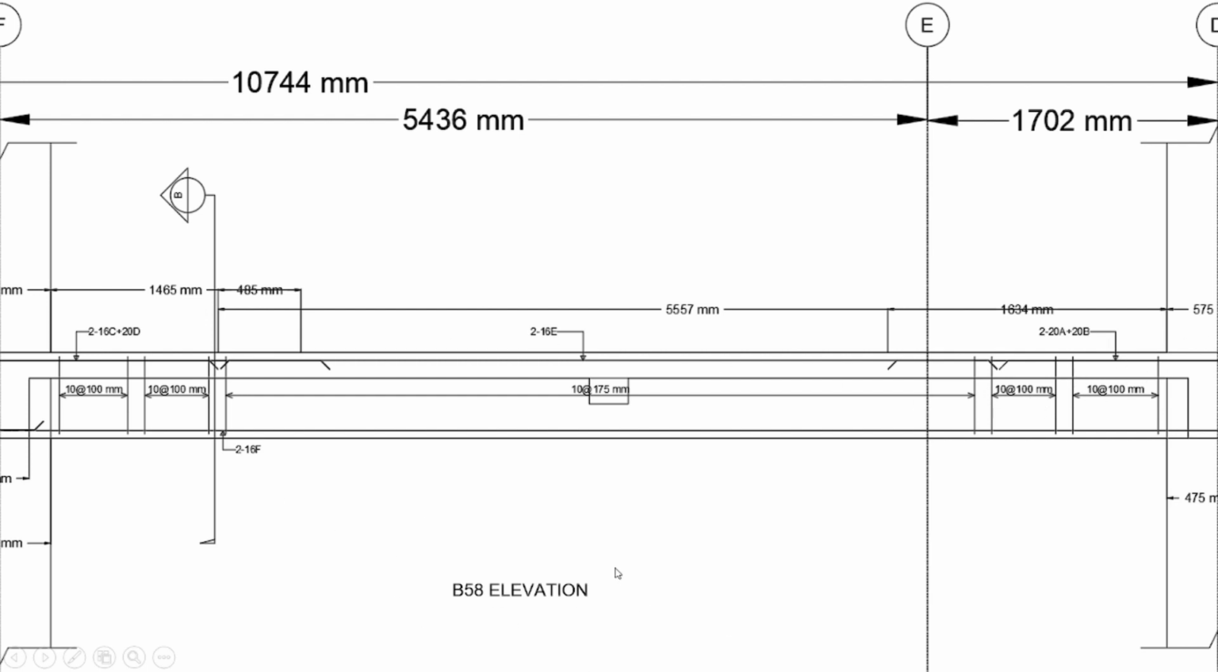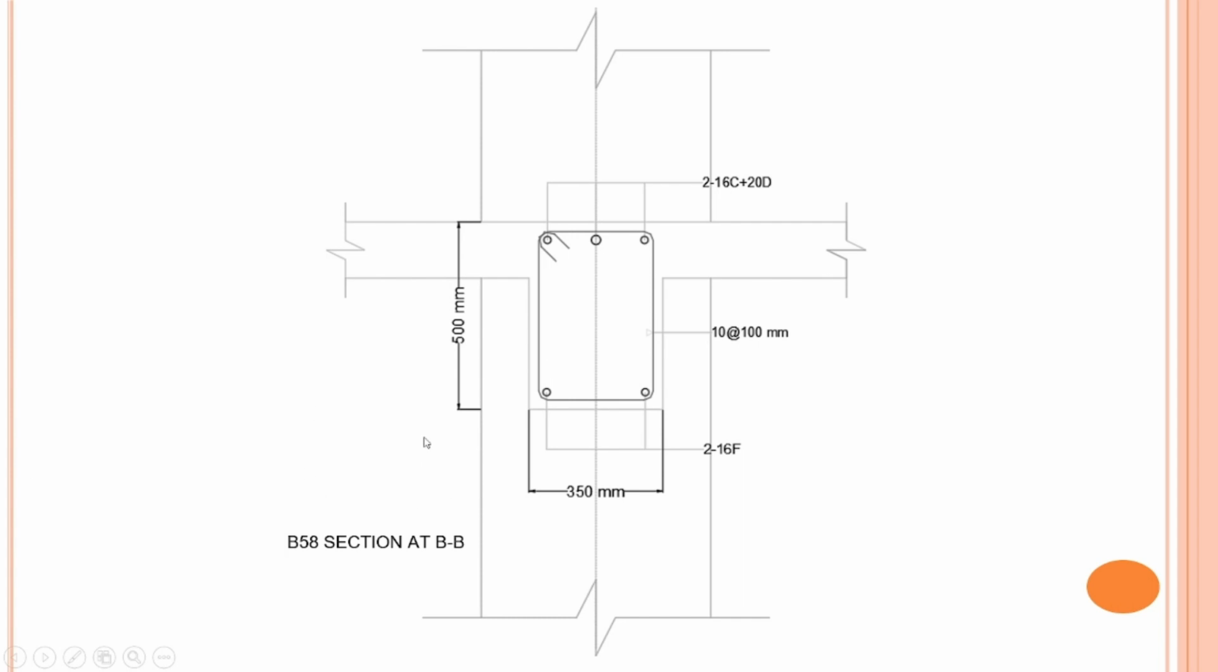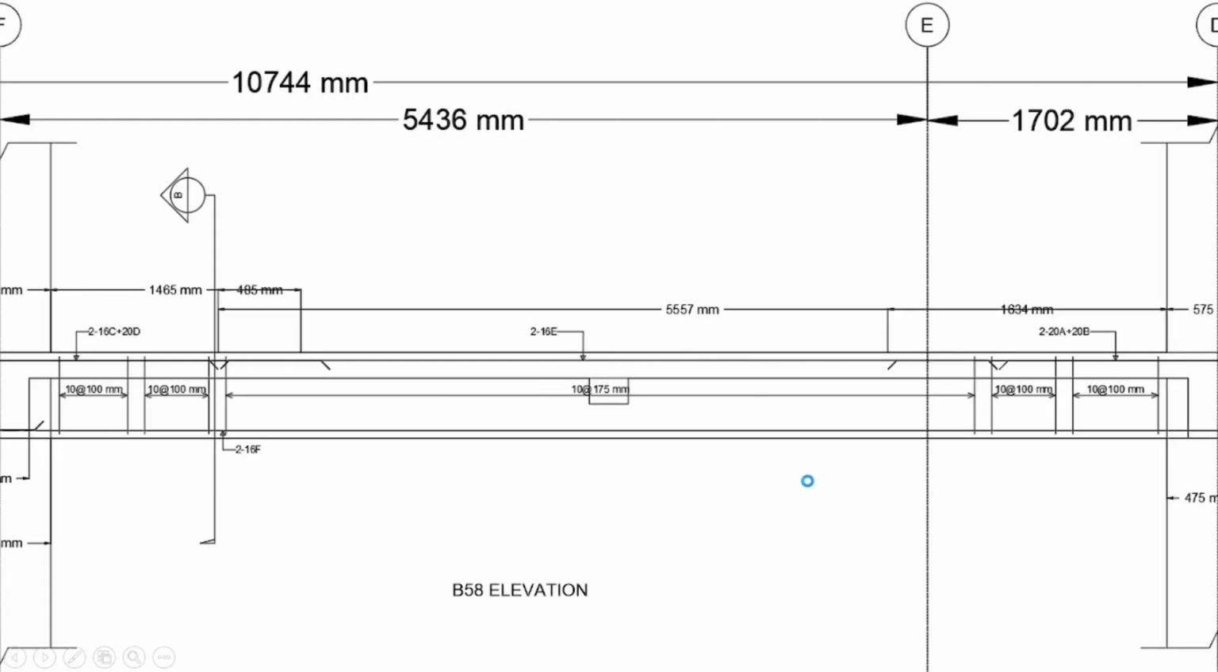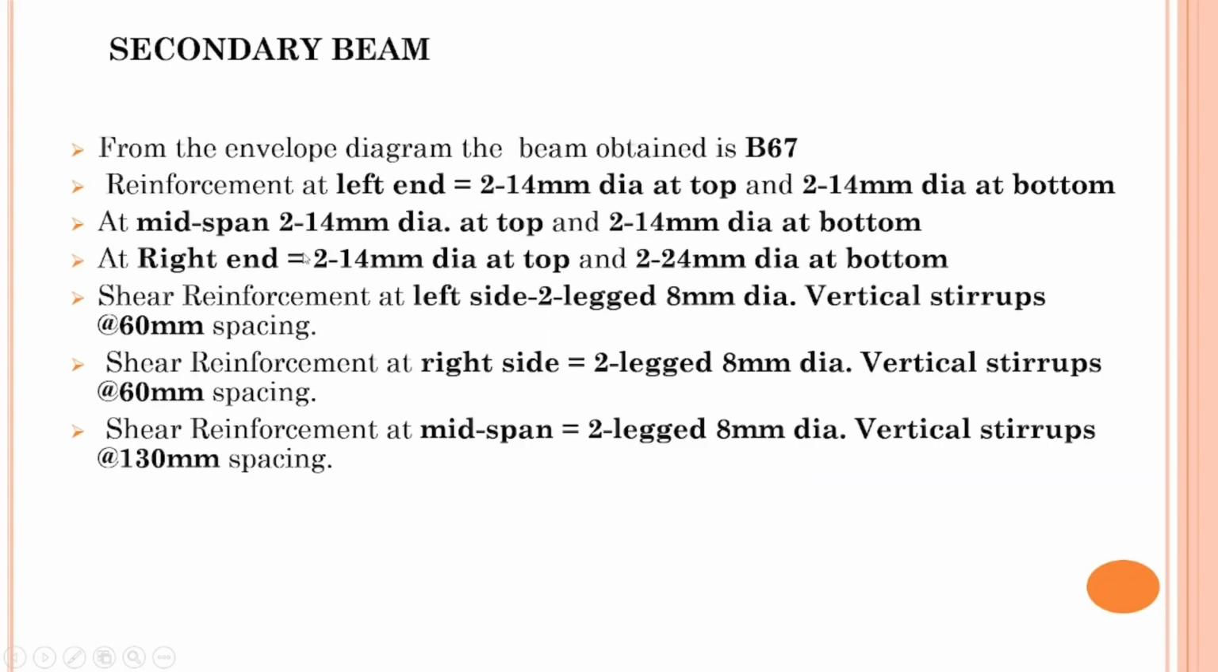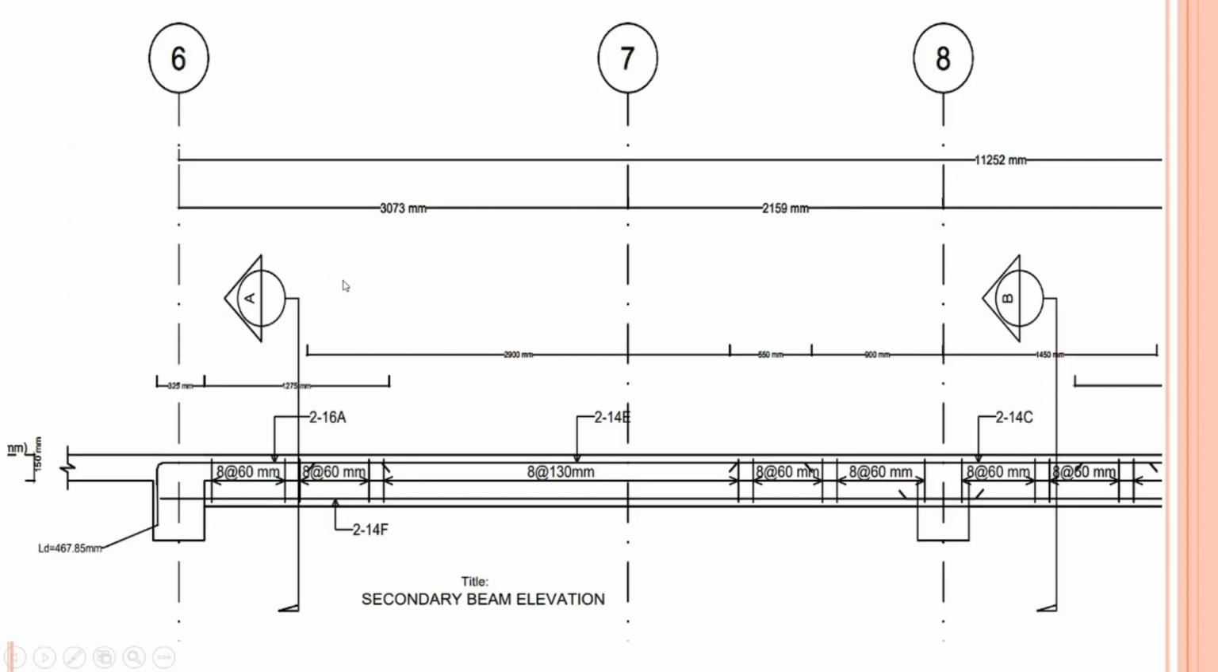We have to discuss on the PPT the elevations and the sections, and the secondary beam: which beam has been selected, beam name, unit name, and the number of bars on the left, middle, and right, and the stirrups in the left, right, and middle. Vertical stirrups are present, and also show the figures and discuss here.